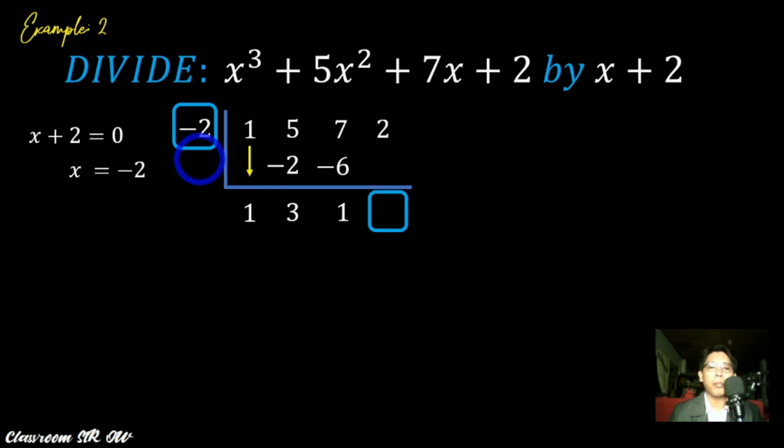Then we will multiply again, negative 2 and 1. Negative 2 times 1 is, of course, negative 2. And 2 plus negative 2 is, of course, 0. And 0 is already our remainder.